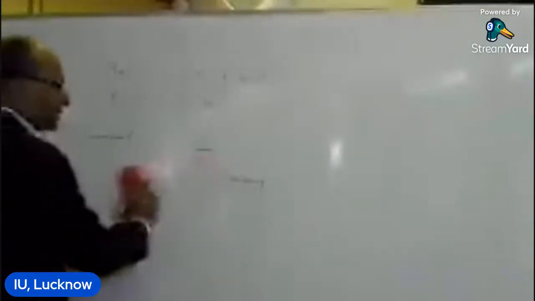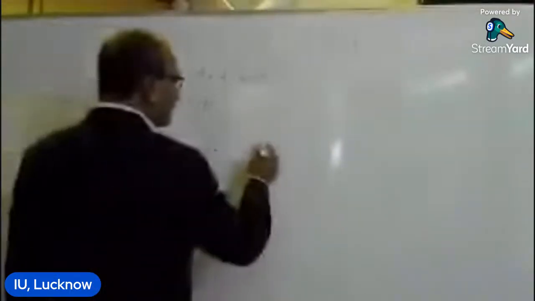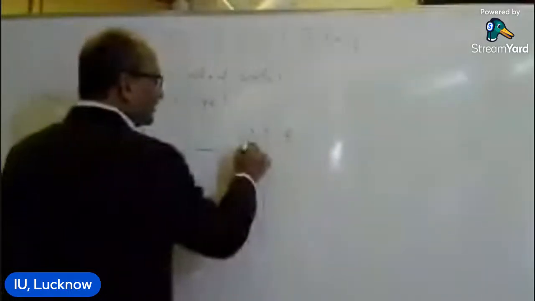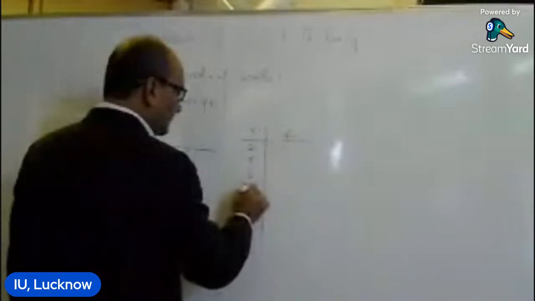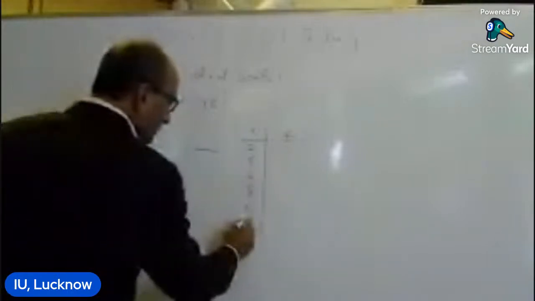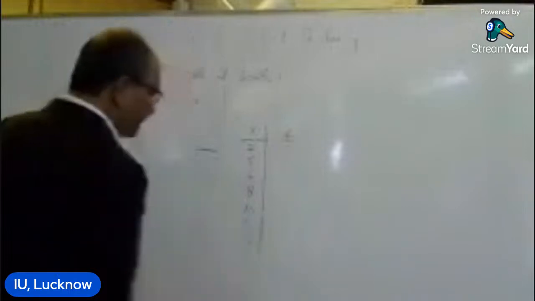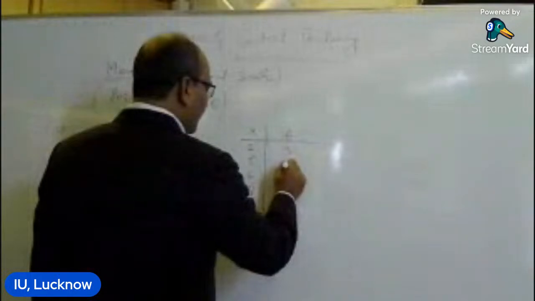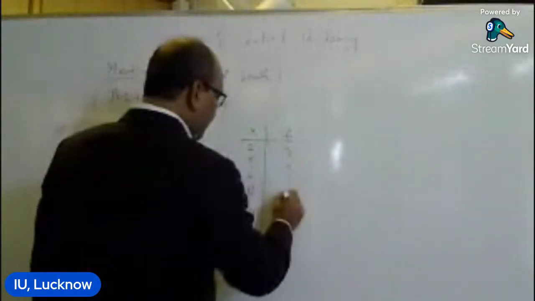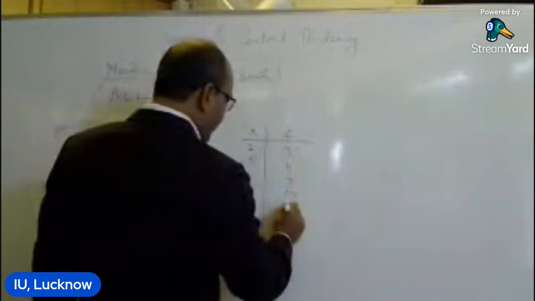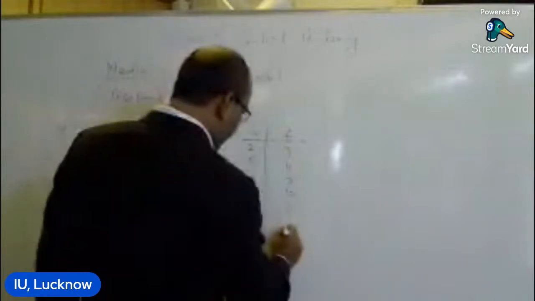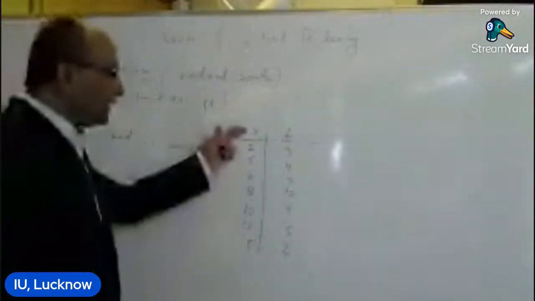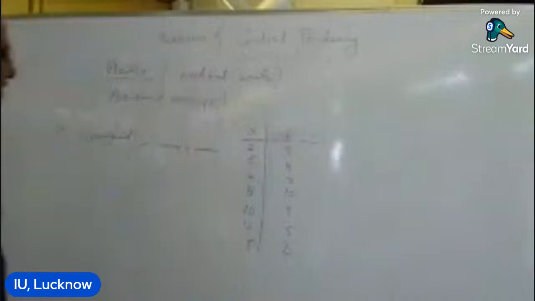So take one numeric example, suppose x and f. The value of x is 2, 4, 5, 6, 8, 10, 12, 15. And the frequency is 3, 4, 7, 10, 9, 5, 2. This is the variable and this one is the frequency. And we want to find the median.